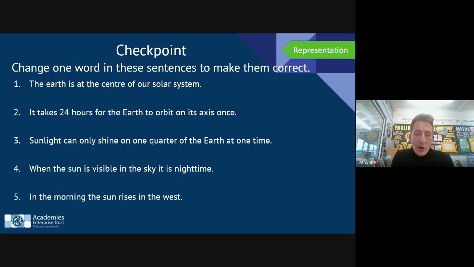Question 4, when the sun is visible in the sky, it is nighttime. Okay, think about that question carefully. And I know for some of you, you've probably seen the moon during the day. And have a think about why that is. If you can explain that phenomenon, again, just put it onto a Google Doc, send it over to your teachers. We'll be really pleased to see those.